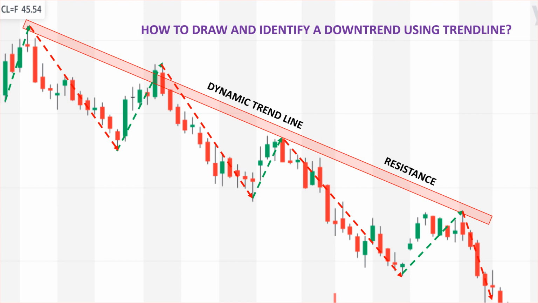If the price consistently stays below this trend line, we can confirm that the trend direction is downward. By understanding these concepts and observing price movements, we can effectively analyze trends and make informed trading decisions.